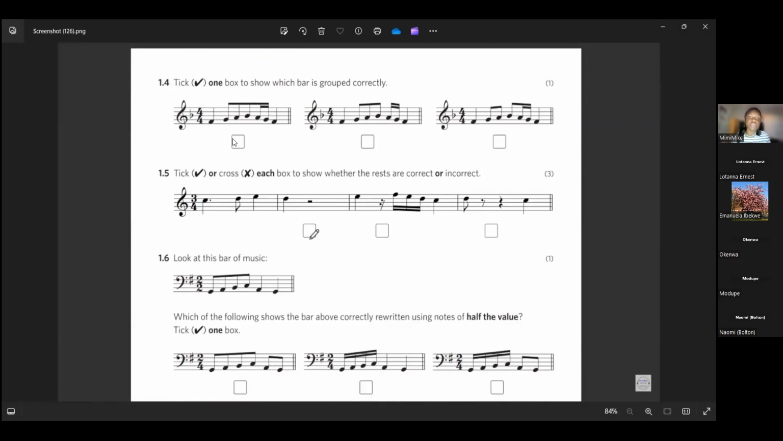One thing you need to know about this first question is that when you're given a time signature, like 4/4, you must make sure that when you're counting, like the first bar here, let me take it back.